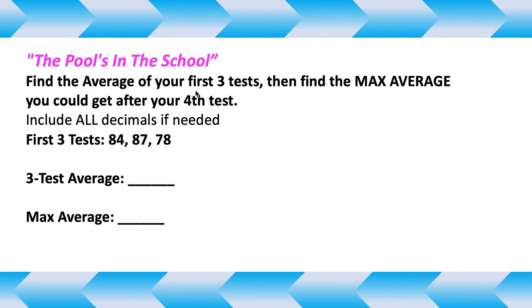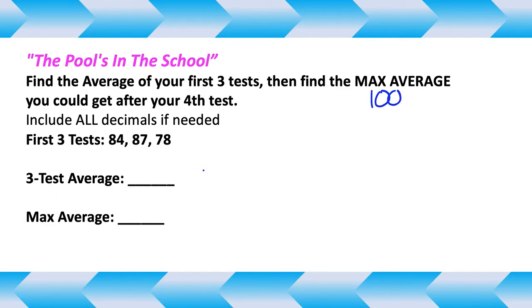Find the average of your first three tests, then find the max average you could get after your fourth test. Include all decimals if needed. All right, so here's what you're doing. Your max average after a fourth test would be if you scored a 100, so assuming there's no extra credit.